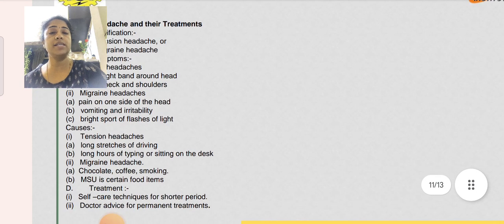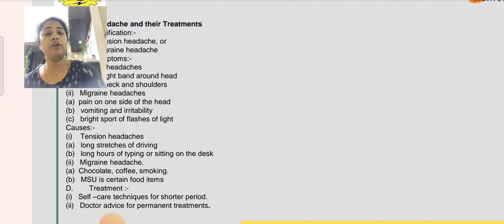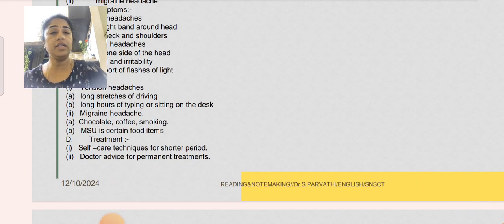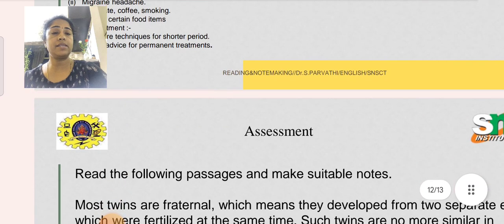And what are the causes? Tension headaches come from long stretches of driving, long hours of typing, or long hours sitting at the desk doing something. Okay, so these all cause tension headache. And what about migraine headache? The causes are chocolate, coffee, smoking, everything when you consume it in excess, when you cross the limit. So these are the things you have to write like this. And what are the treatments: self-care techniques and doctor's advice.